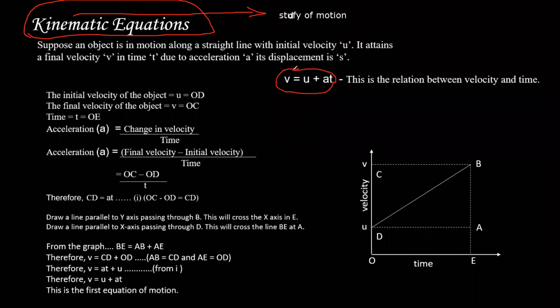The first one is this: v is equal to u plus at. Now this shows a relation between velocity and time.